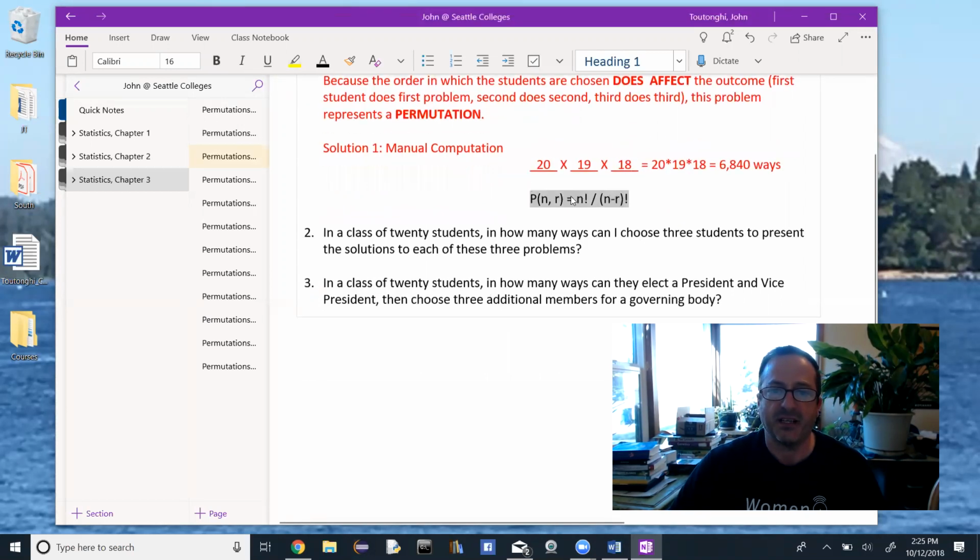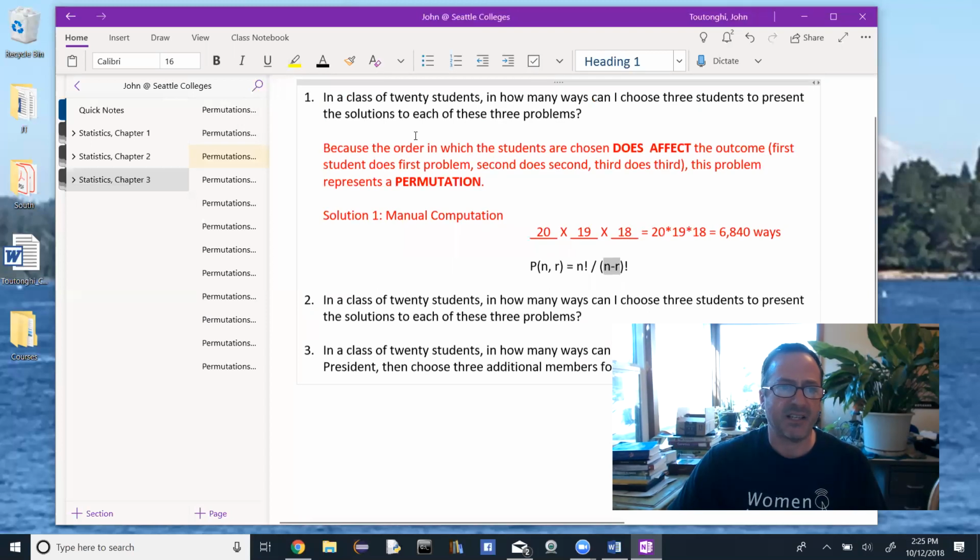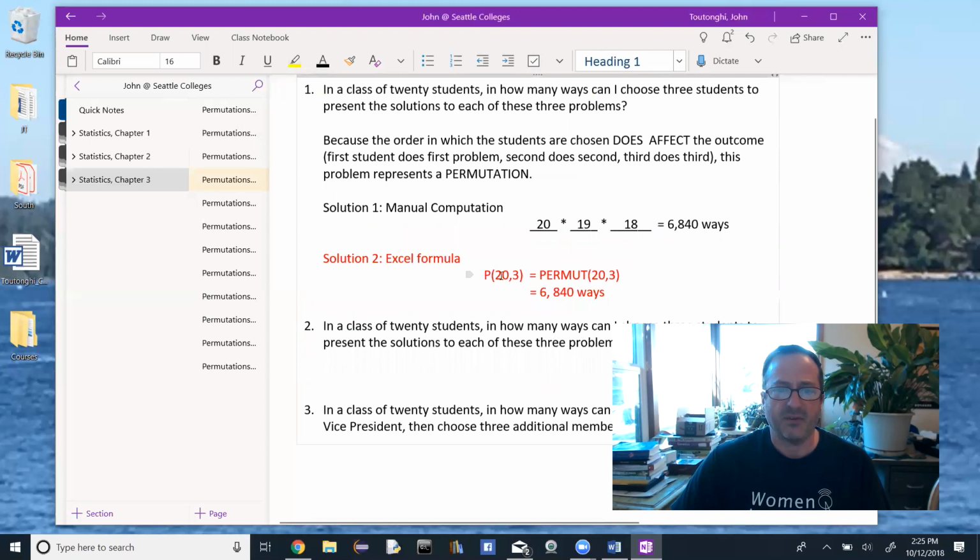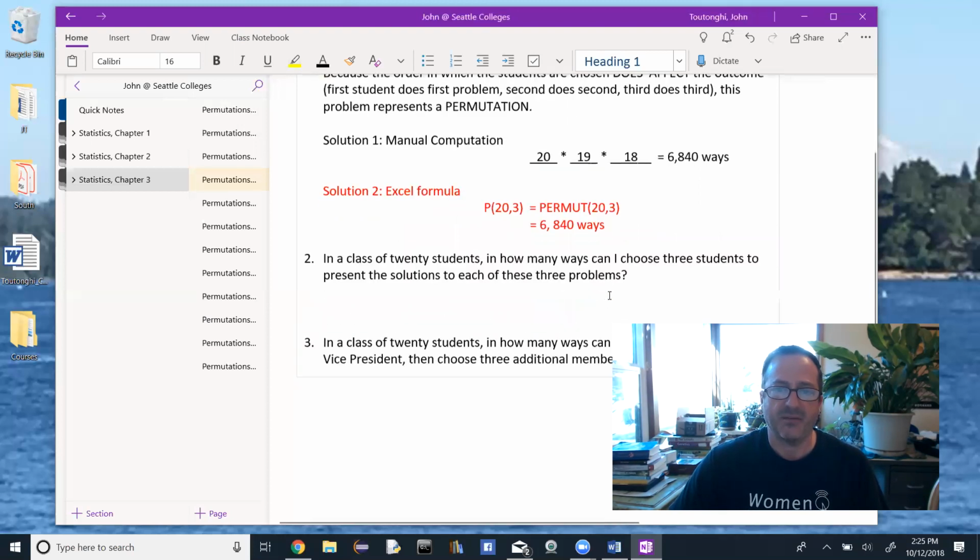And how does that work with this formula? Well, 20 factorial would be 20 times 19 times 18 times 17 all the way down. Downstairs, n minus r is 20 minus 3, so 17 factorial. So you have 20 times 19 times 18 in the numerator times 17 down, but 17 down is 17 factorial. The 17 factorials cancel, and we're left with 20 times 19 times 18. That's usually the easiest way to do it. If we have a large set of numbers, we could use Excel: to find the number of permutations of 20 things when we select 3 of them, we type equals PERMUT(20,3), and it computes 6,840 ways.